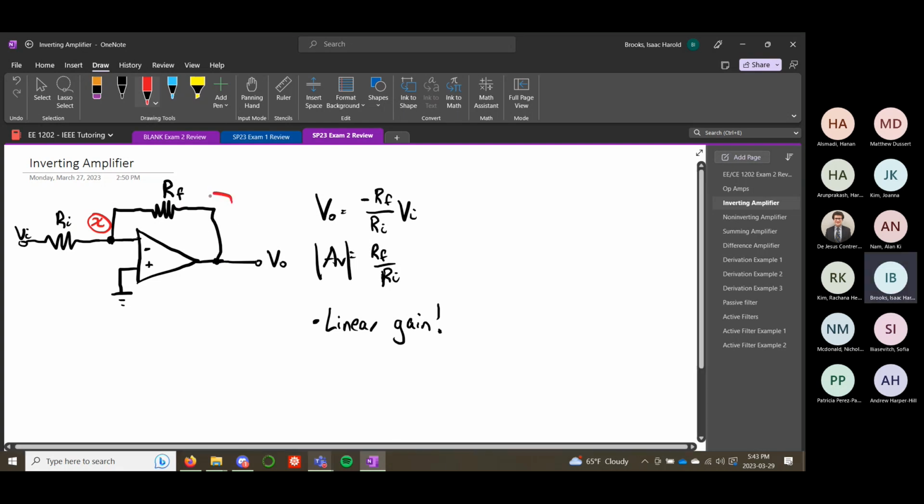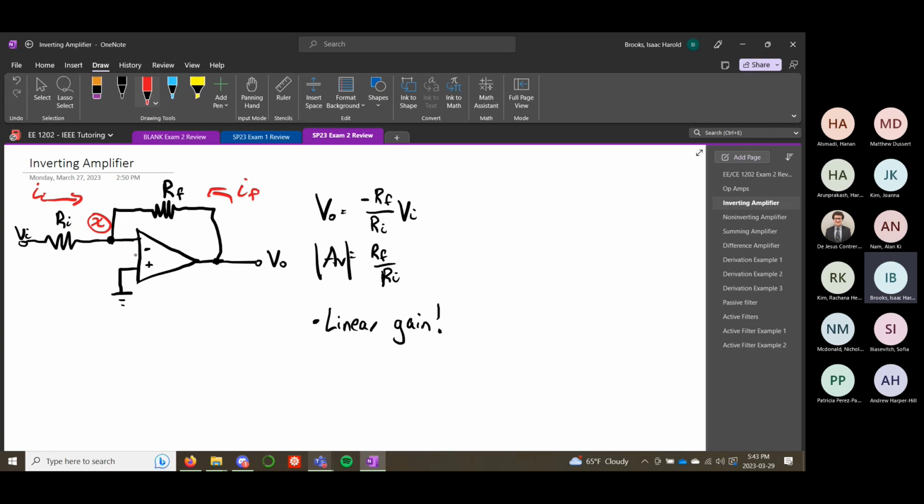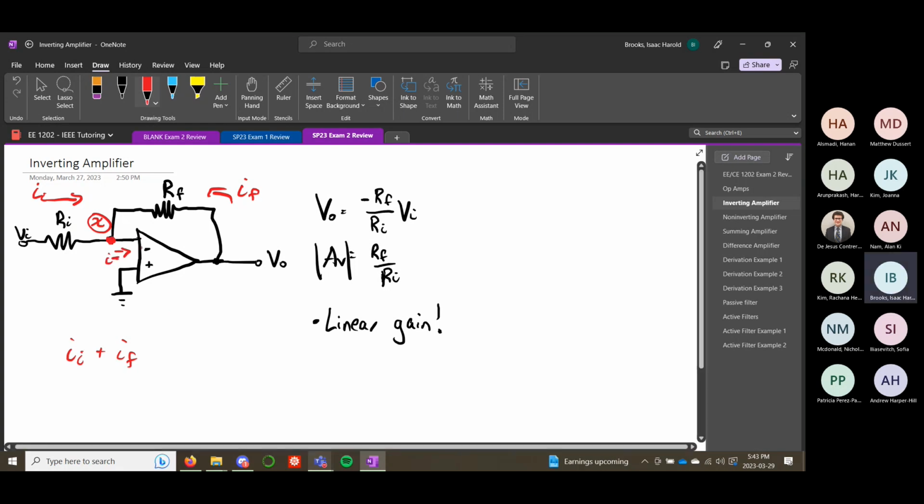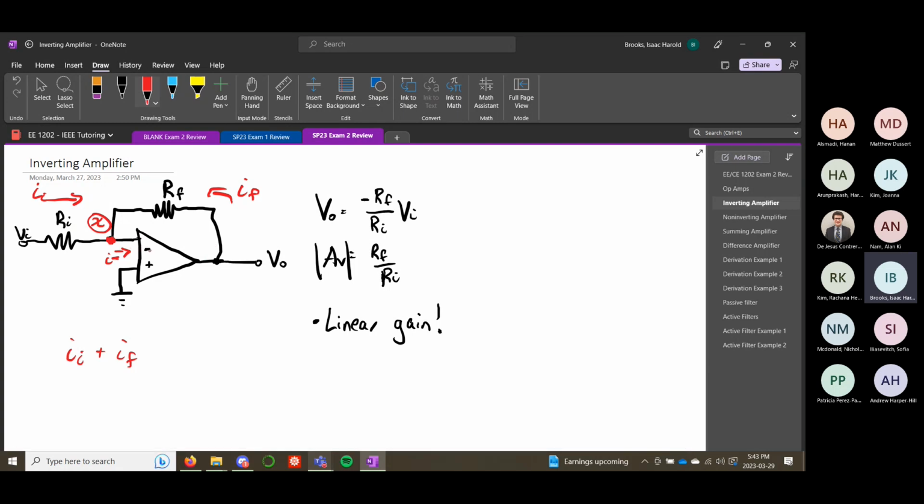Say there's current flowing here, we'll call that IF, and current flowing here, that's Iin. If we were to do KCL, Kirchhoff's current law, at this node, we'd have Iin flowing into it, IF also flowing in, and then we have I minus flowing out. We know from one of our golden rules that the current flowing into the positive and negative terminals of the op amp is 0.